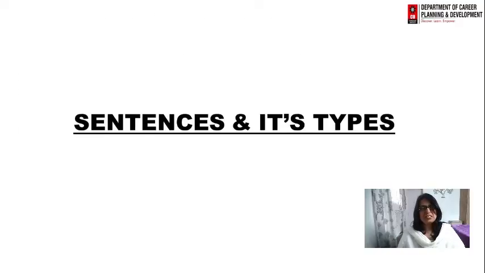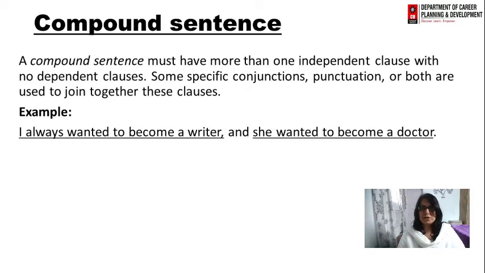The first sentence is the compound sentence. What is a compound sentence? Well, it is a sentence that is independent and does not have another sentence which is dependent on it. To put together this sentence, you generally use conjunctions or punctuation or both. The example is, I always wanted to become a writer and she wanted to become a doctor.